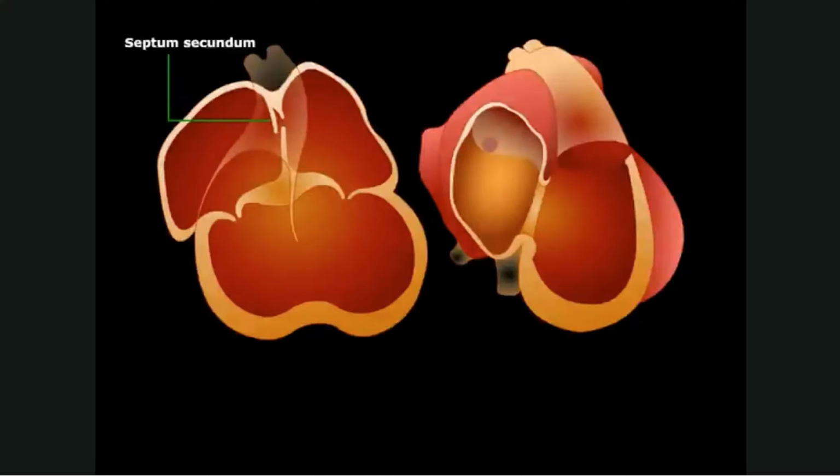Another interatrial septum, the septum secundum, develops to the right of the septum primum and extends down like a curtain. This septum never forms a complete partition in the atrial cavity. It creates an opening known as the foramen ovale.